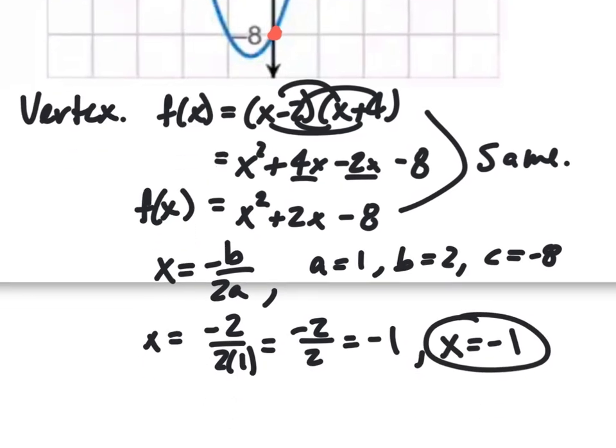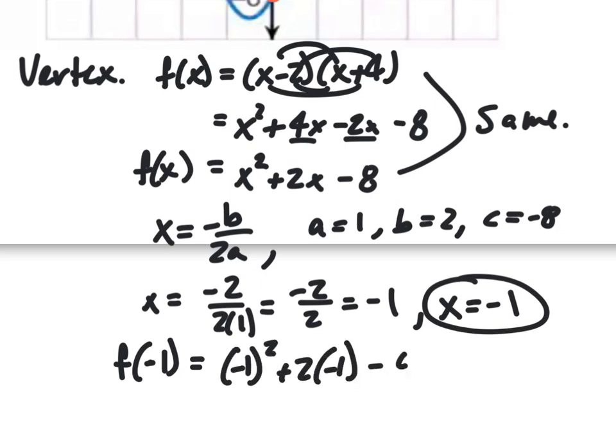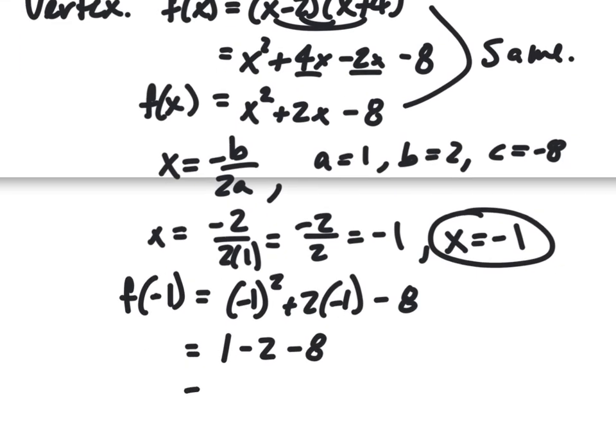I want to plug that value back into my function and evaluate it to get the y value. So I want to find f of negative 1, which is negative 1 squared plus 2 times negative 1 and then minus 8. Negative 1 squared is just positive 1, and then minus 2 minus 8. If I do 1 minus 2, that gives me negative 1, minus 8, so this is just going to give me negative 9.